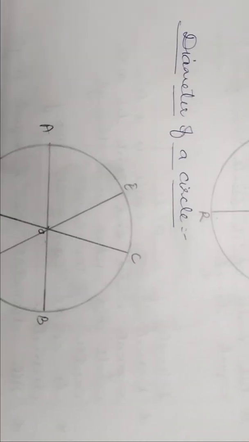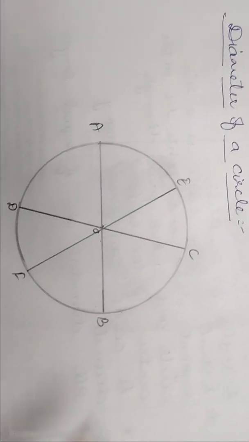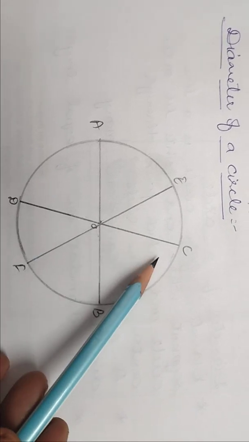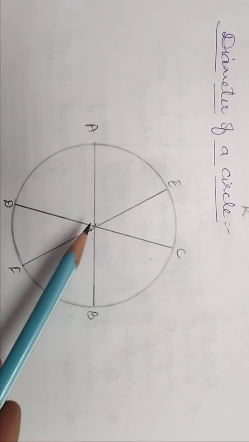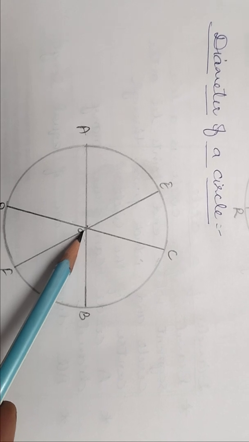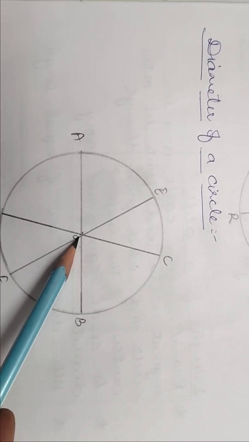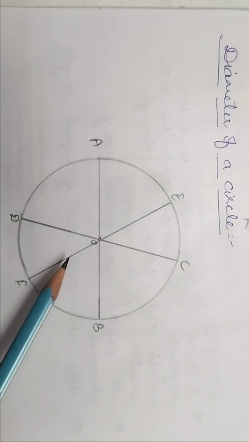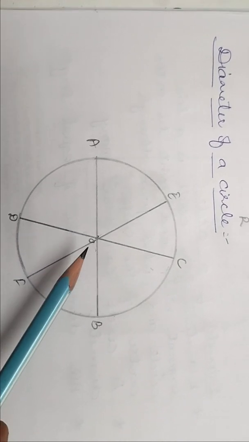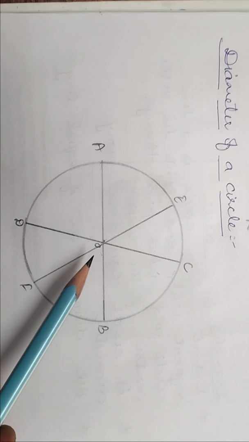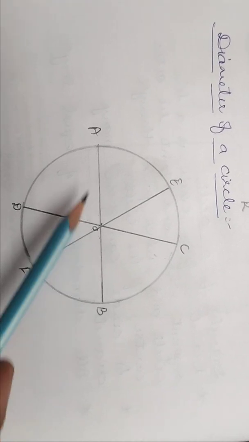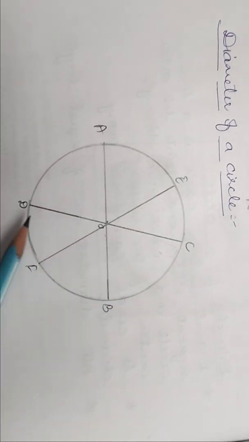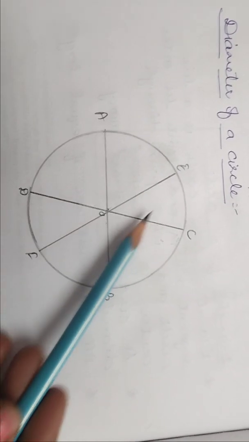Next is diameter of a circle. Diameter is a line segment whose end points lie on the circle and which passes through center of the circle. A circle can have many diameters, and if we measure, then we will see that these diameters are of equal length. You can see here diameters. Diameter AB will be equal to diameter CD and that will be equal to diameter EF.